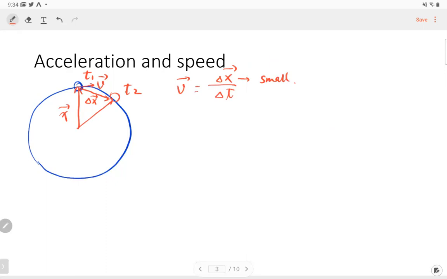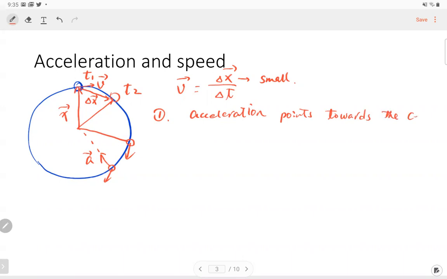And how about the acceleration? If the velocity is here, and then the next time the velocity is here, then you will find that the direction of the velocity change points into the radius. That's the acceleration. So acceleration is towards the center of the circle. This is the first summary. First one, acceleration points towards the center of the circle. This is the first result.